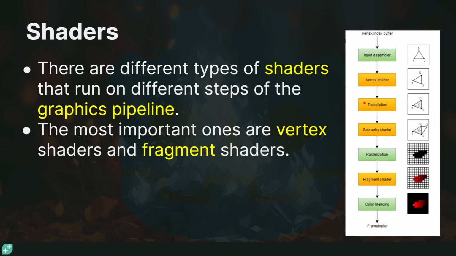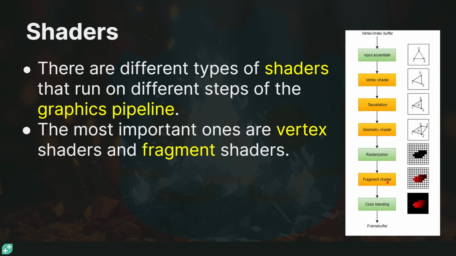Then we have a bunch of other steps until we hit rasterization, which is also very important. Rasterization basically takes all the 3D geometry we have and turns it into a 2D grid of pixels so that we can show it to the player, show it on the monitor. But these pixels don't have any color. That's why in the next step, the fragment shader assigns a color to each one of these pixels. And this is also something that we can control by writing a fragment shader.